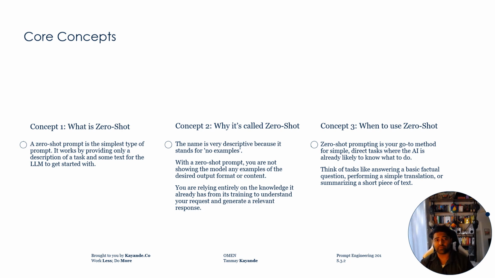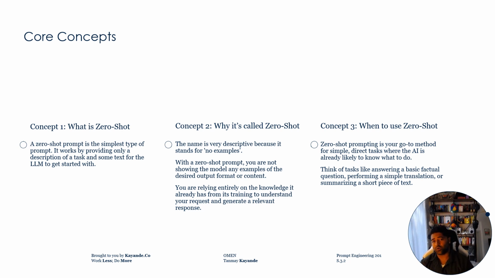A zero-shot prompt is the simplest type of prompt. It works by providing only a description of the task and some text for the LLM to get started with. The input can be almost anything: a direct question, the beginning of a story you want to continue, or a specific instruction. And that brings us to the name itself.